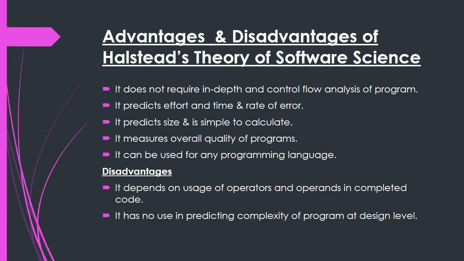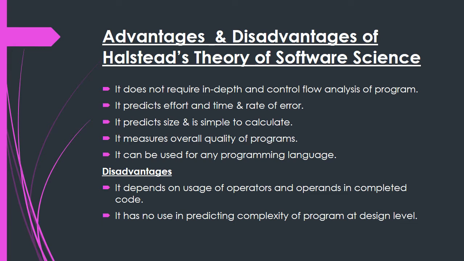Then it also predicts the size of the program, and it is simple to calculate because we are not doing any in-depth analysis or any rocket science calculations. We are just counting the number of operators and operands, so it is very simple to calculate. Then it measures the overall quality of a program, and it can be used for any programming language, because every programming language uses operators and operands, and every programming language uses tokens.